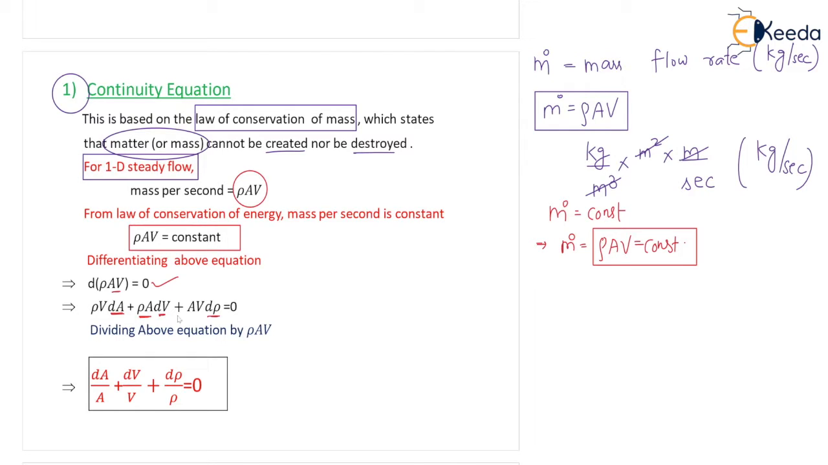So dividing the above equation by rho AV, what are you getting? If you divide by rho AV, you are getting dA by A plus dV by V plus d rho by rho equal to 0. This equation we are getting from the continuity equation, the mass flow rate equation. Look at the next slide.